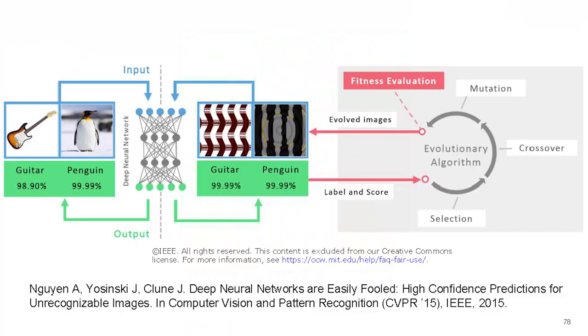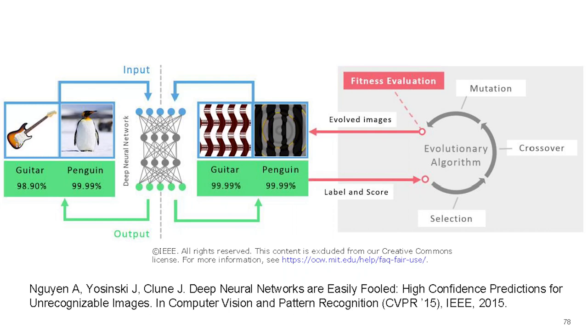So here on the left side, we see how a neural network typically works. You start with some images, you put them through the different layers of the neural network, and then it tells you a certain probability that it is a guitar or a penguin, so it classifies it. And so we can use, I guess, a modification of that method by applying an evolutionary algorithm or a hill climbing or gradient ascent algorithm.